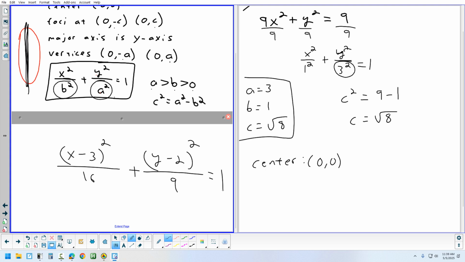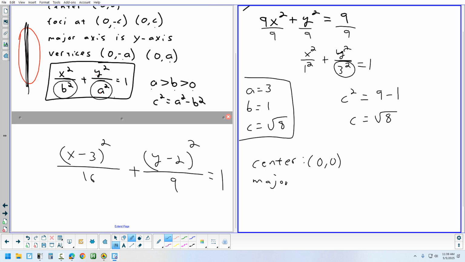All right, so we got center, major axis. This is important to get right because it's going to tell you if everything is left and right or up and down from the center. So which way does the major axis go in this one? Right. The bigger number is under the y, which means the major axis follows the y, up and down. We now know that everything is above and below the center, not left and right.